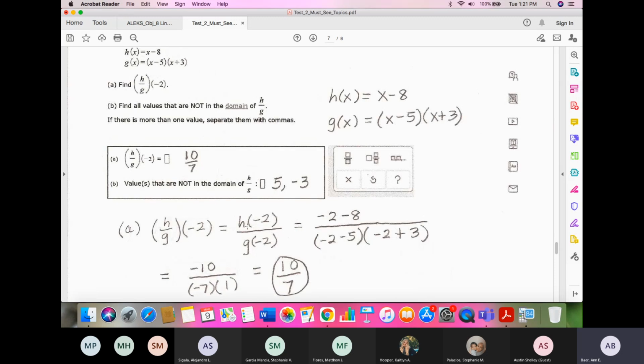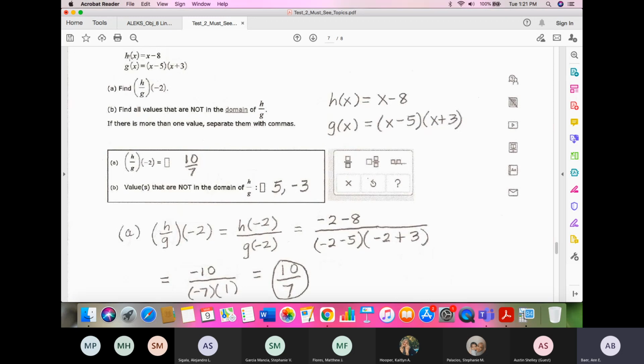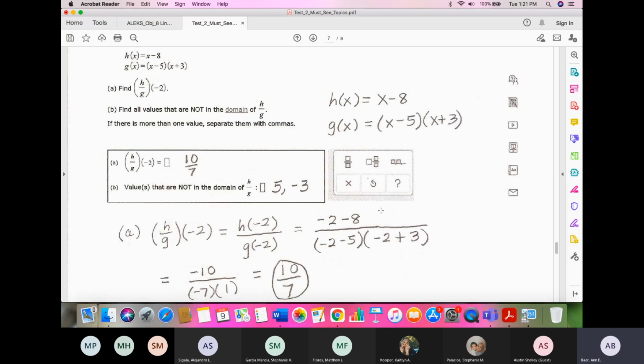So let's find the y value of the h function when x is equal to -2. Here's our h function. So when x is equal to -2, we want to take this -2, plug it in for x there, and we will get -2 minus 8.